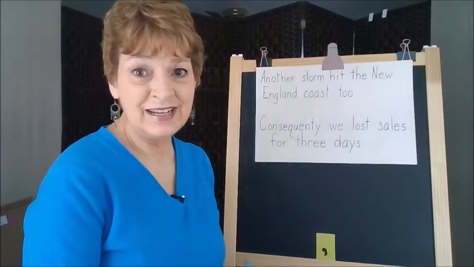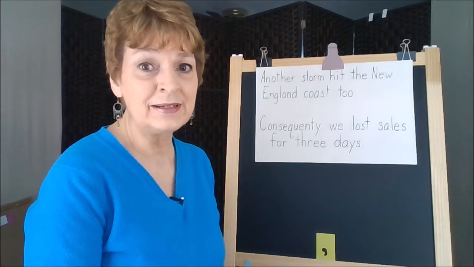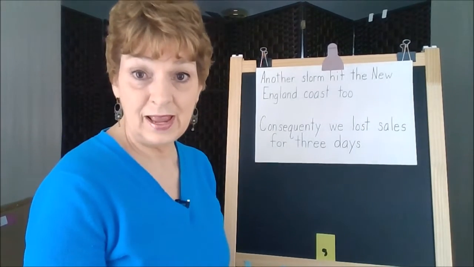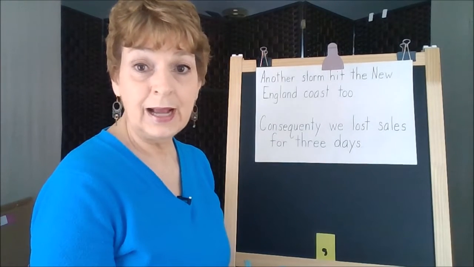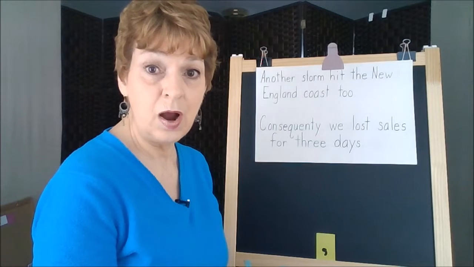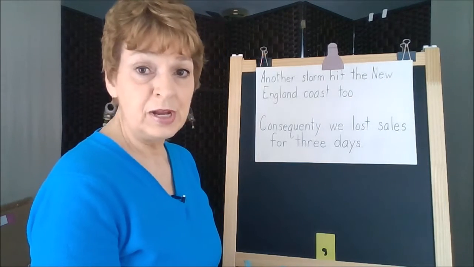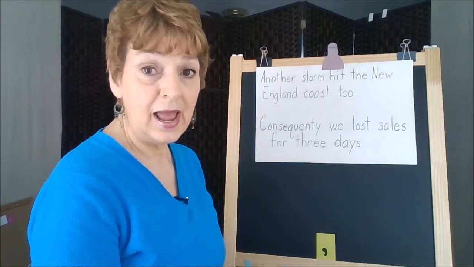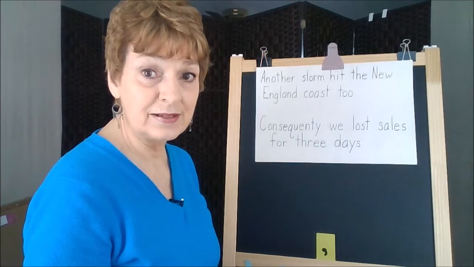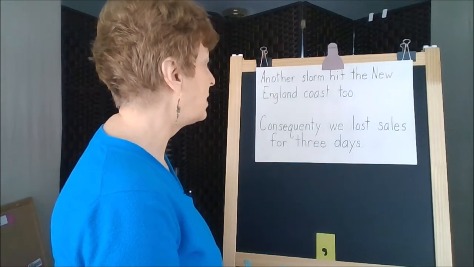Commas are also needed in sentences that show a comparing or contrasting element in the adverb choice. Examples of these adverbs could be consequently, also, therefore, too, the TOO kind of too. Those all need to be offset. They usually appear at the beginning or at the end of a sentence, so that helps a lot. Another storm hit the New England coast too.